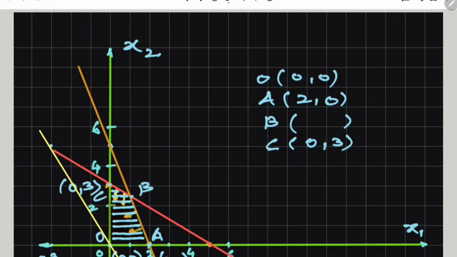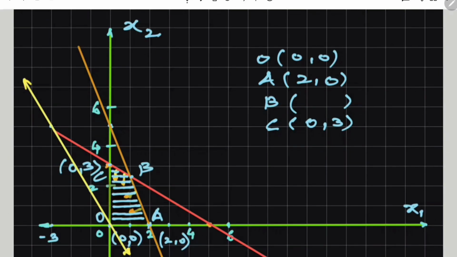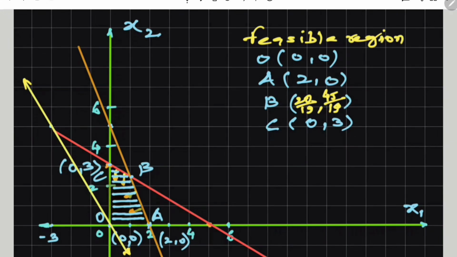and this is the objective function line, (-3, 5). That point we have to join to the origin to get this objective function line. Then we have to pull this line passing through at least one corner of the feasible region. Therefore, these are the feasible region corner points. B point is with the coordinates 20 by 19 and 45 by 19.